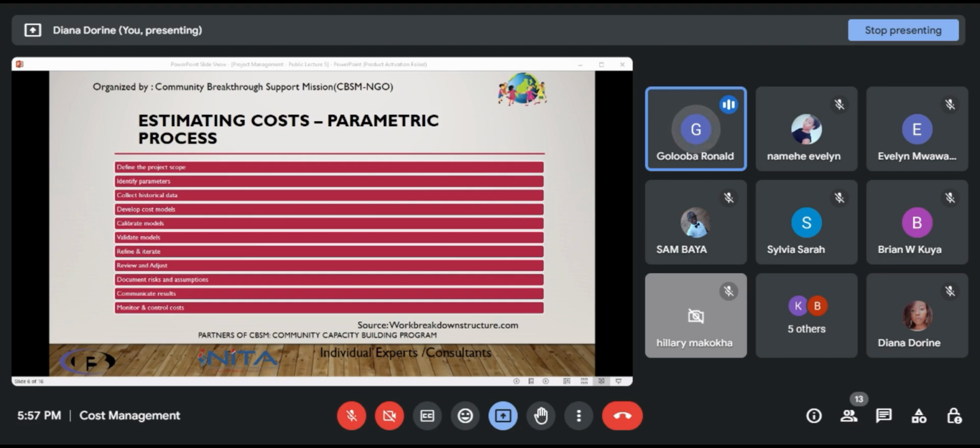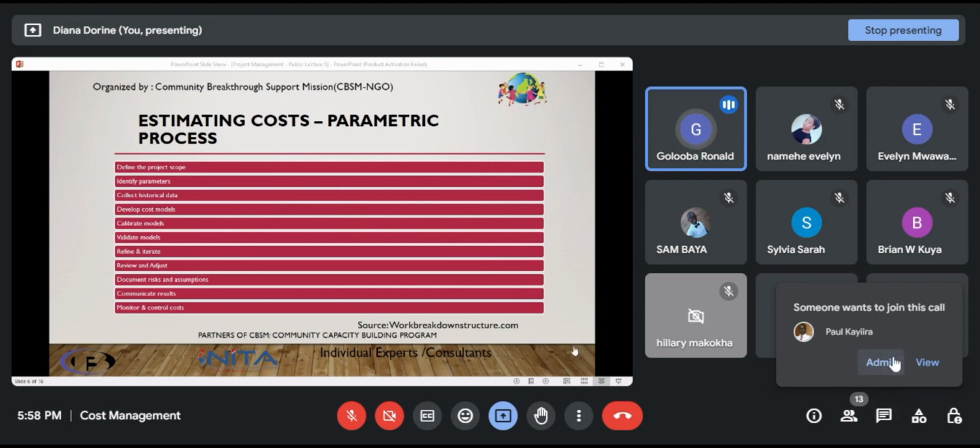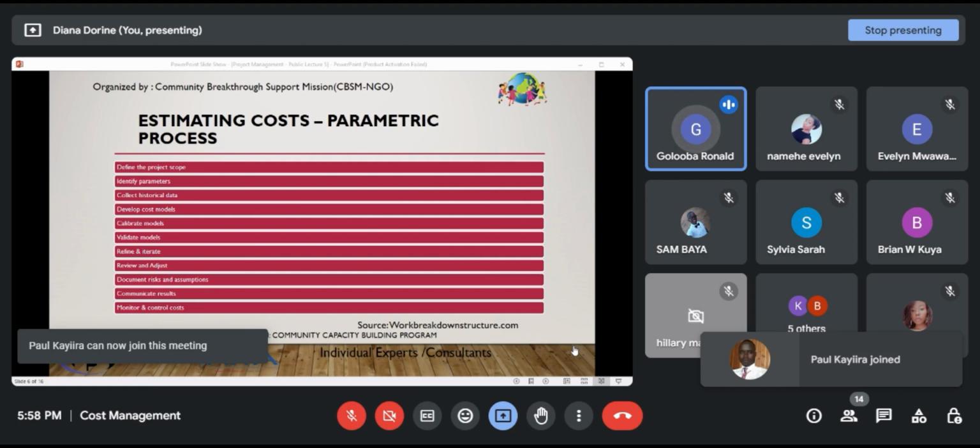Once you've done that, then you calibrate the model. This involves using the historical data to ensure accuracy and reliability by adjusting the parameters and coefficients within the model to reflect variations in project characteristics and cost drivers. Once you've done that, then you validate the models by comparing the estimated cost to the actual cost of the completed projects to assess the accuracy and effectiveness of the model. Then you refine and iterate where need be based on feedback from the validation exercise and additional historical data that you may have got. Then you continuously plan to improve the accuracy and reliability of the estimates.